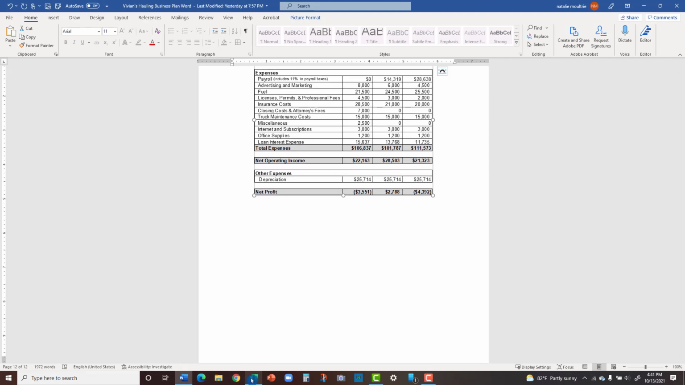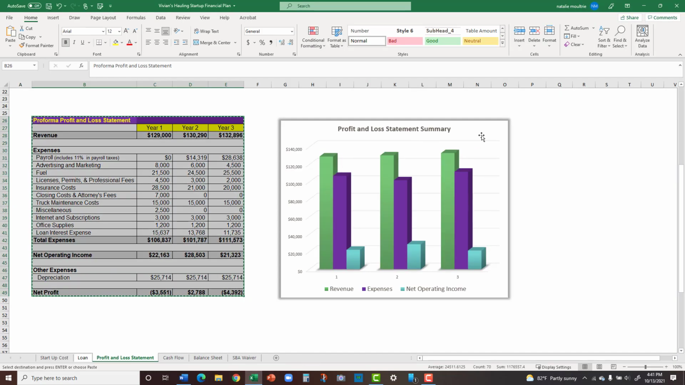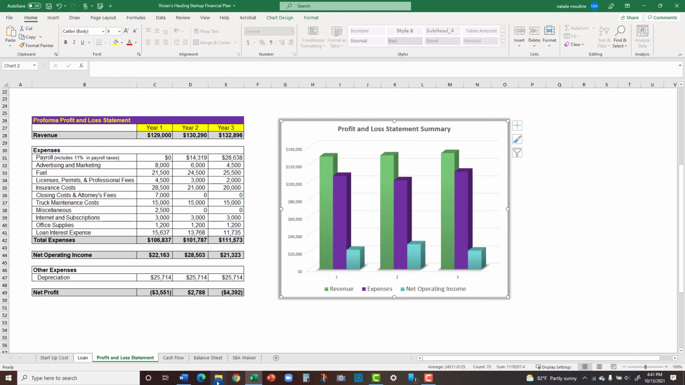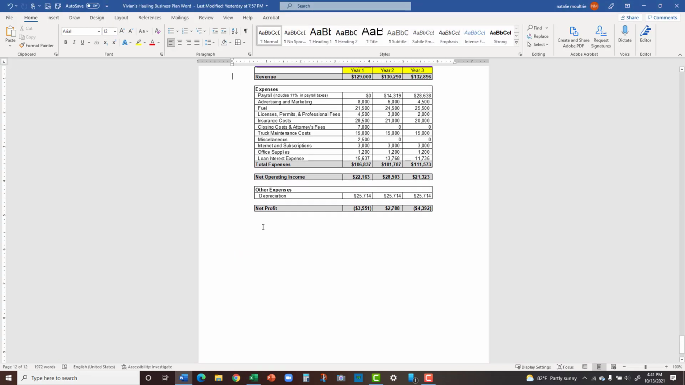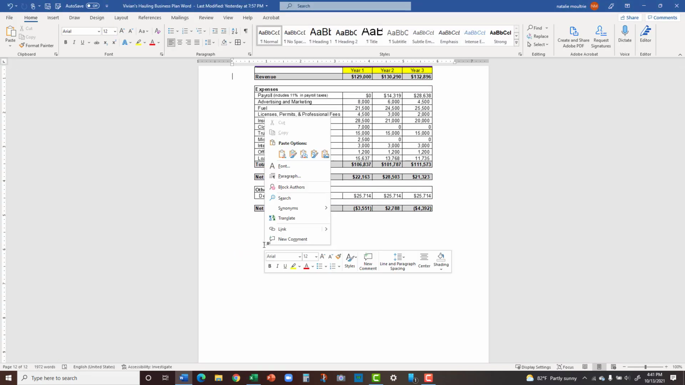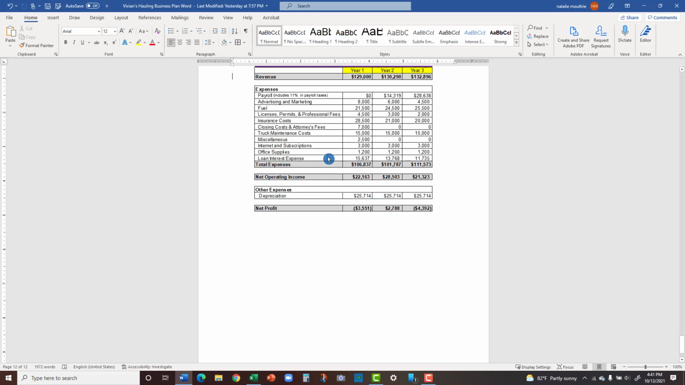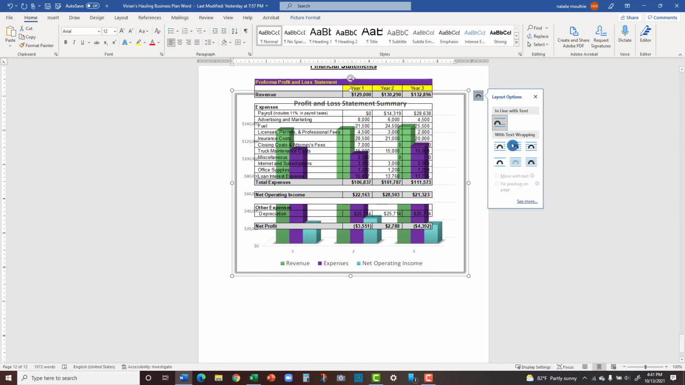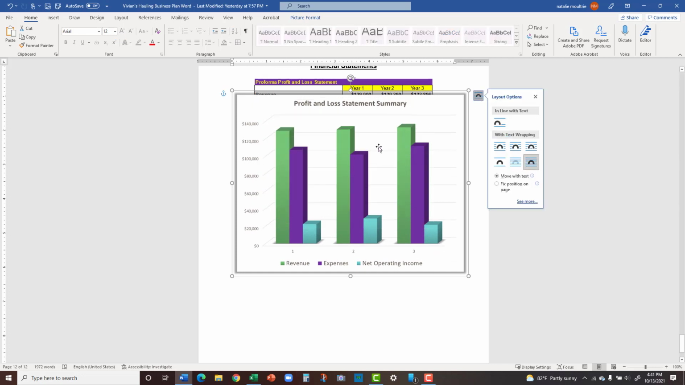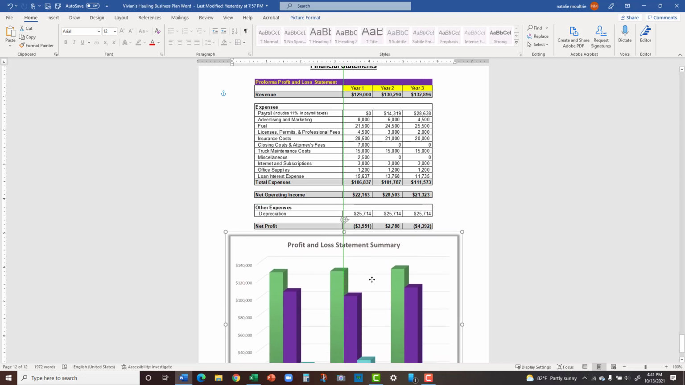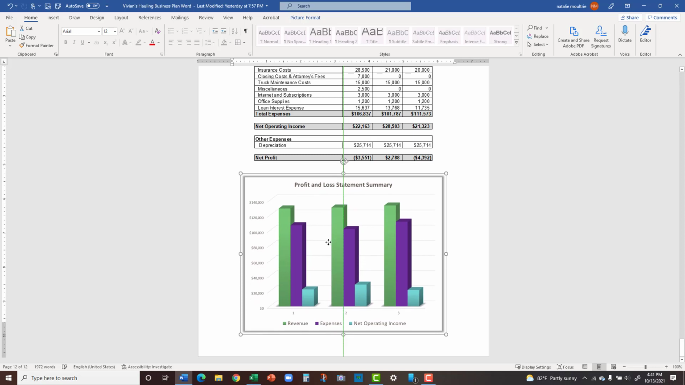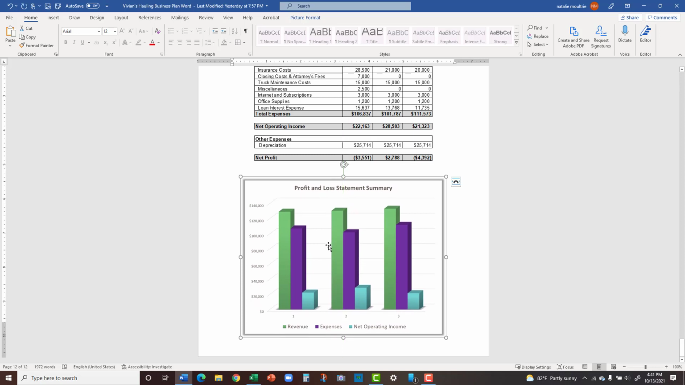Go back to the spreadsheet, right click on the graph, click copy, come back to our business plan, right click, click on picture, layout options, in front of text, and then just line it up and resize it as necessary. Okay.